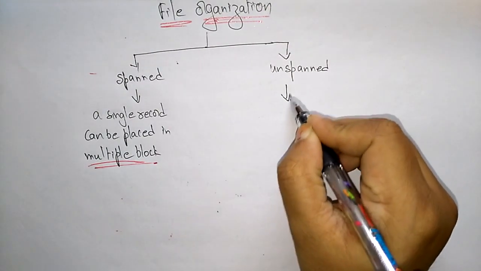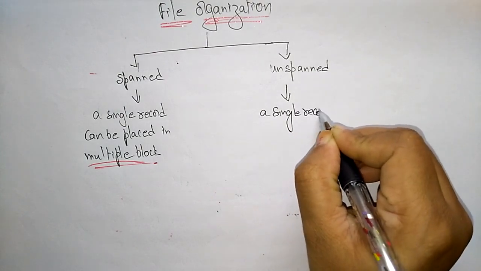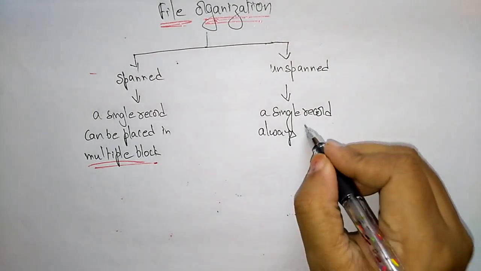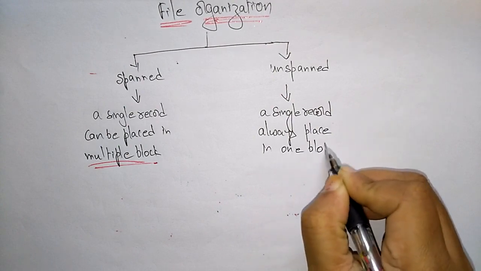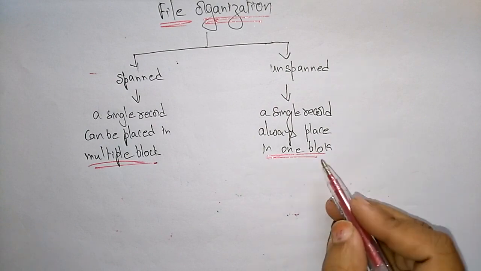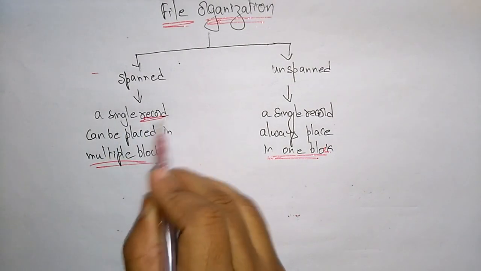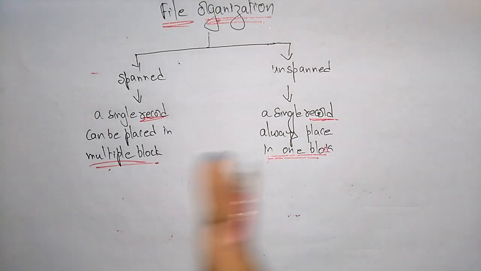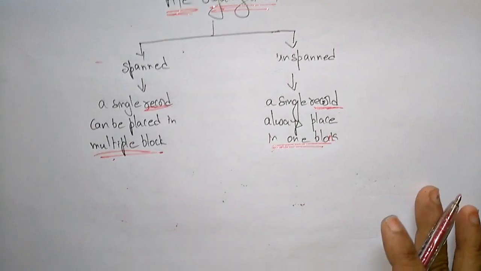And unspanned means a single record is always placed in one block. That is the main difference between spanned and unspanned. Here the record will always be placed in one block only, whereas in spanned a record can be placed in multiple blocks. So that is spanned and unspanned. Let us see clearly what spanned and unspanned are.